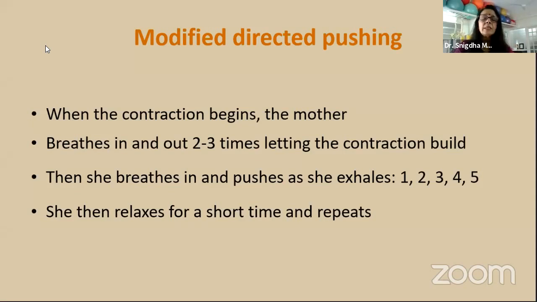So this is an extremely good method of pushing compared to the directed pushing, because there's no straining and there's no holding of breath in this method.